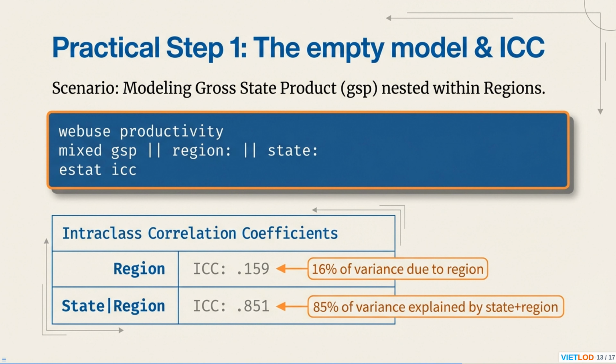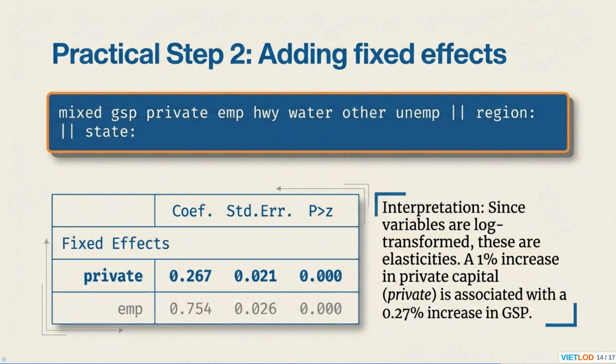In this example, we're modeling gross state product, or GSP, nested within states and regions. The ICC for the region level is 0.159, meaning approximately 16% of the total variance in GSP is due to regional differences. Furthermore, the combined ICC for state within region is 0.851, showing that a substantial 85% of the variance is explained by this two-level nesting. This strongly confirms the importance of accounting for these hierarchical structures in our analysis.